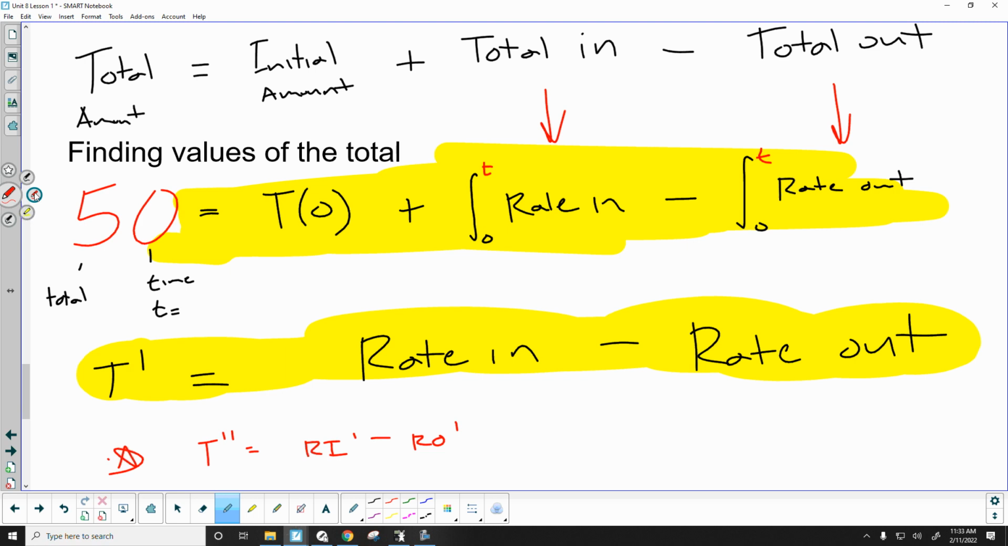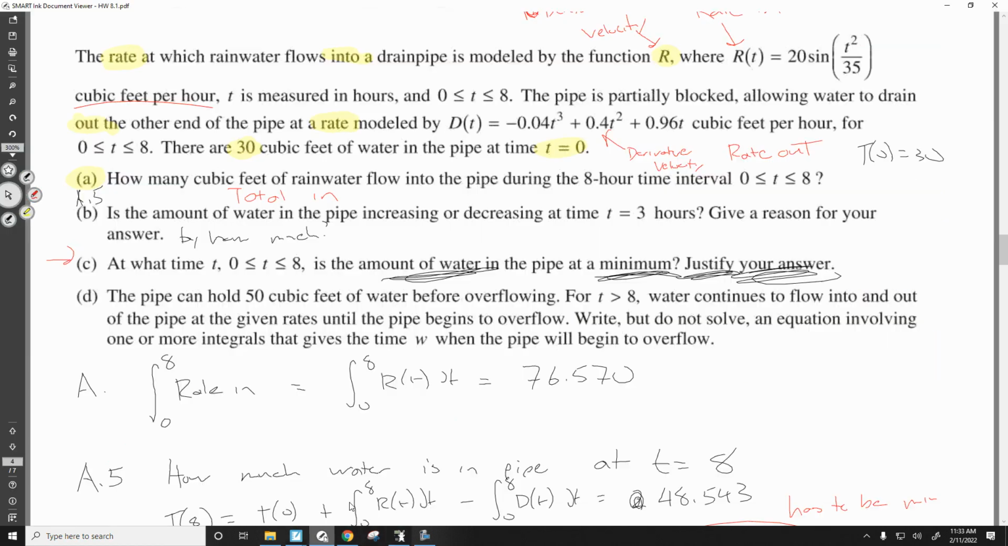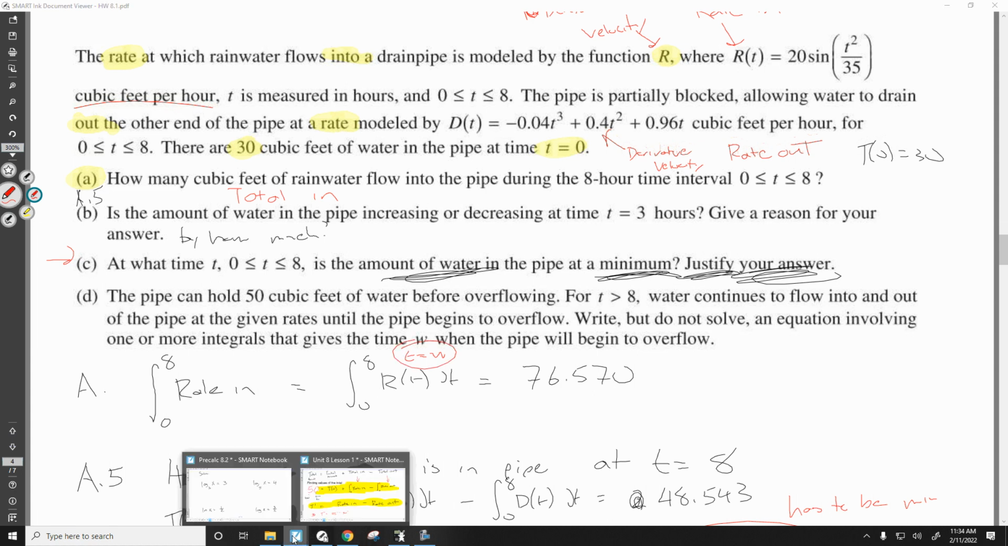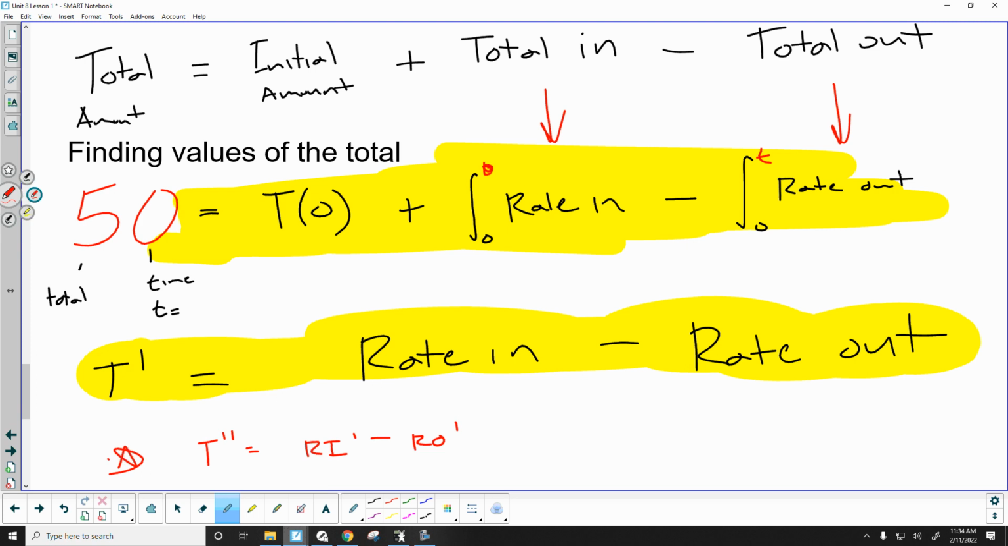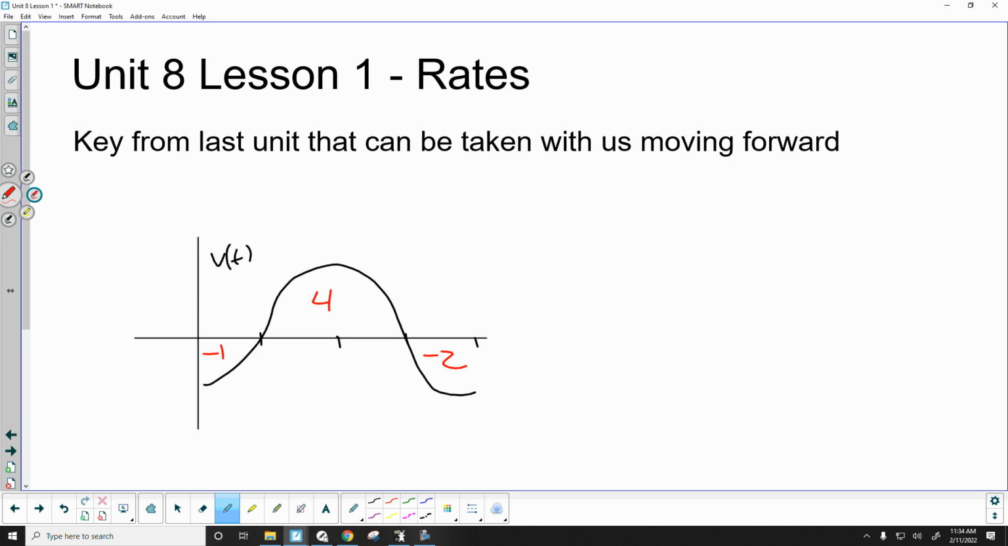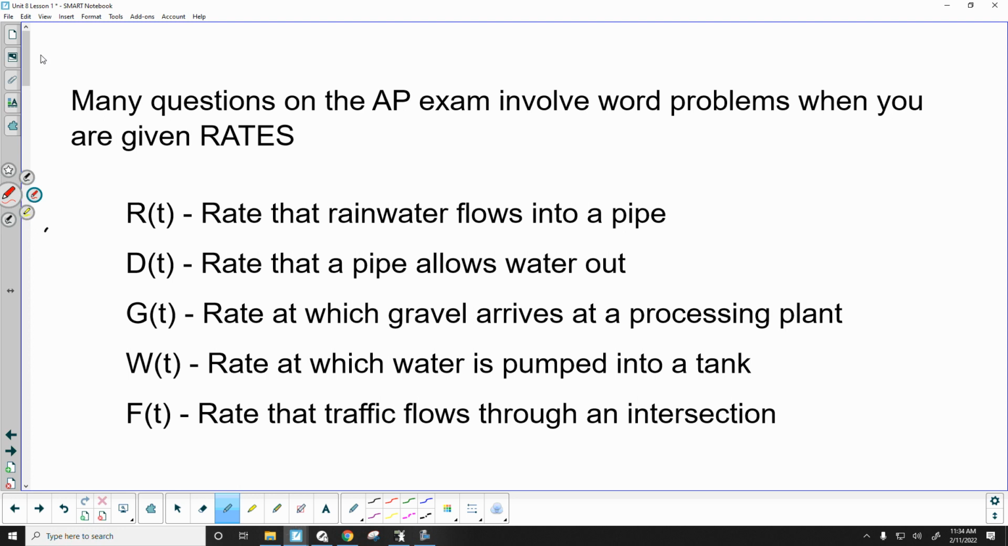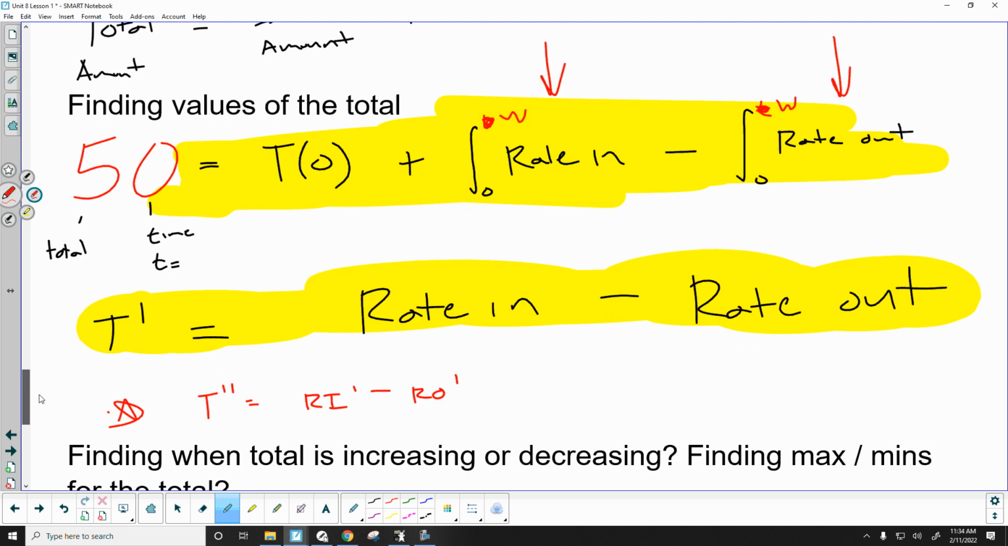Write an equation that uses W. Well, I guess time W. Okay, T is W. All right, I win. I'm done. It's like, well, Mr. Smith, what do we do? Nothing. You're done. You don't have to solve this.